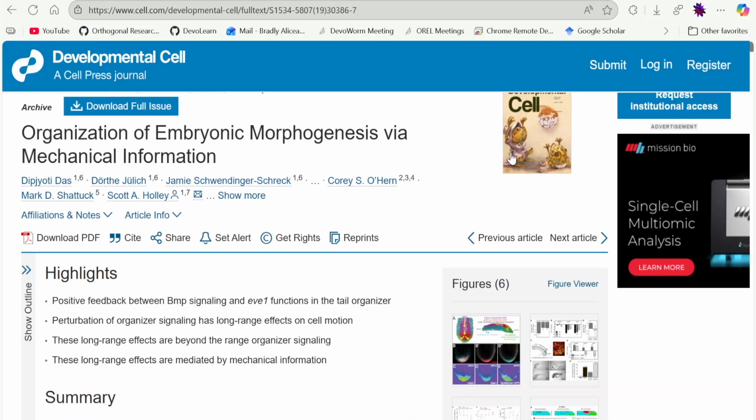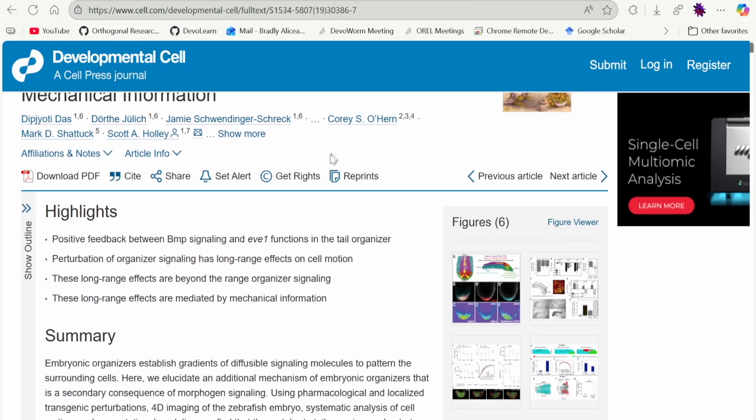Yeah. So this is the paper here: Organization of embryonic morphogenesis via mechanical information. The highlights here: positive feedback between BMP signaling and Eve1 functions in the tail organizer. Okay, I don't know what Eve1 is. It's just some signaling molecule.